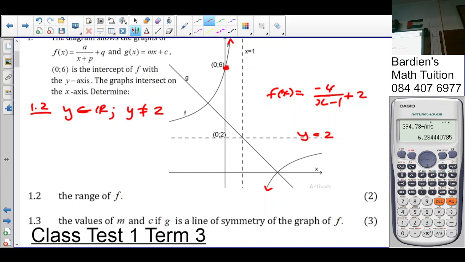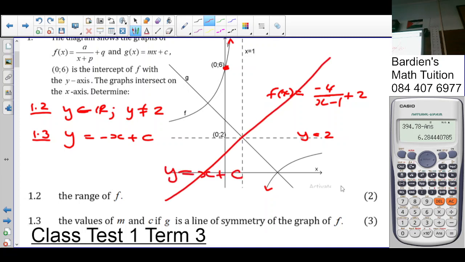1.3. Determine the value of m and c if g is the line of symmetry of the graph of f. There are two lines of symmetry on your hyperbola graph. That being one line and that being the other. The one that is drawn is the one with a negative gradient. So that equation is y is equal to minus x plus c. If it was the one with a positive gradient, then that would have been y is equal to x plus c.